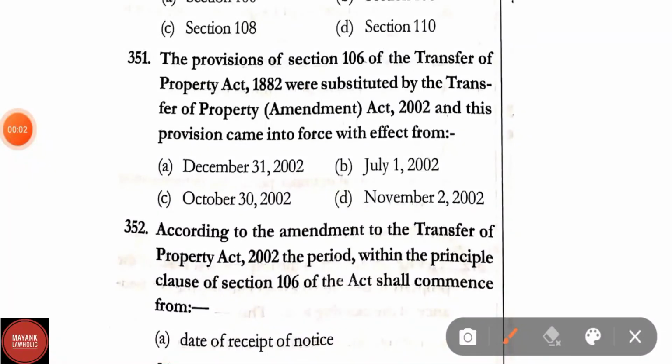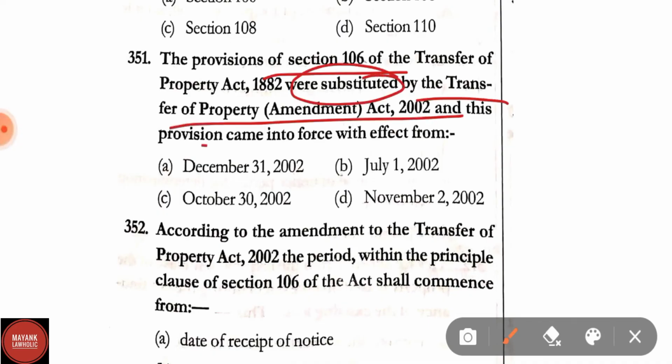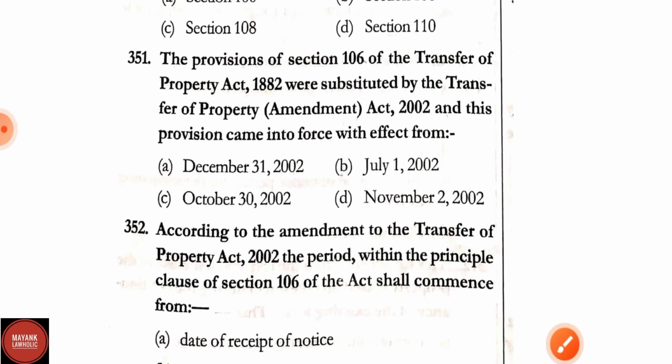Question number 351. The provisions of Section 106 of the Transfer of Property Act were substituted by the Transfer of Property Amendment Act 2002, and this provision came into force with effect from. Correct answer is December 31, 2002. Option A is the right answer.